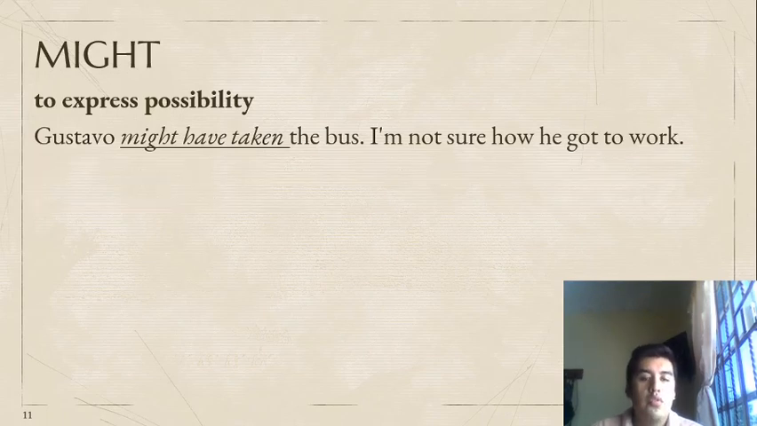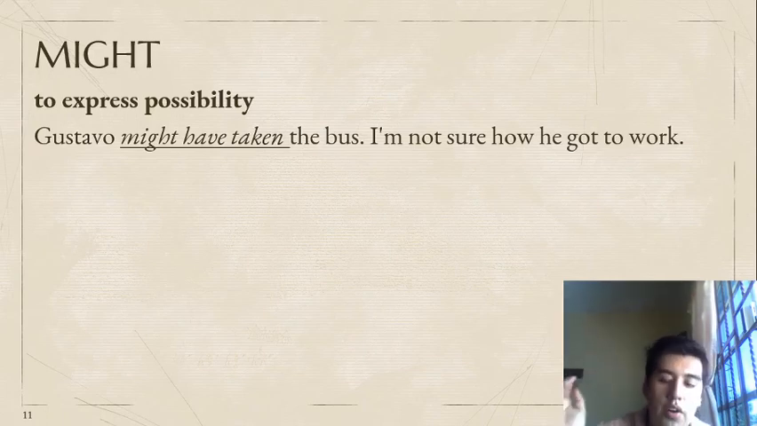And what about Gustavo's example? He doesn't know how to move around the city using public transport. So I'm not sure how he got to work. Gustavo might have taken the bus, or maybe a taxi, or maybe someone gave him a ride, or I don't know.